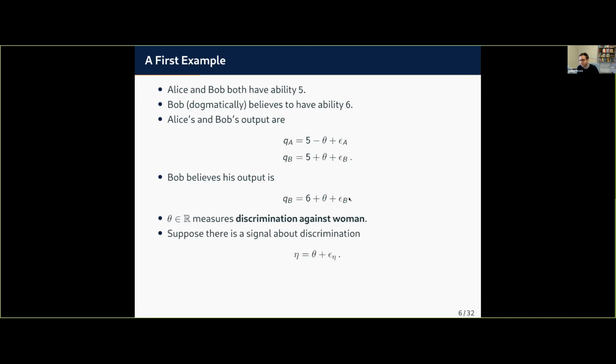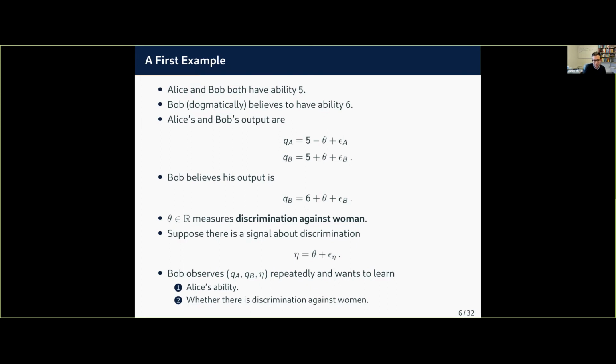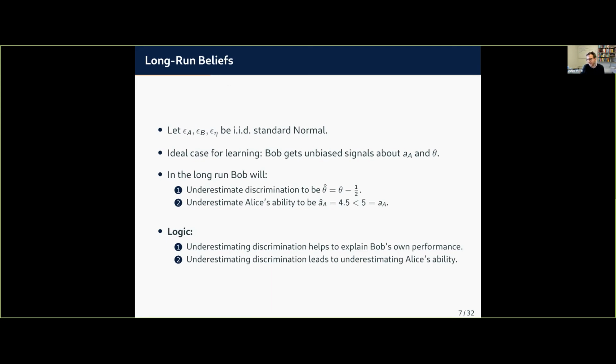And now suppose that there's a signal about how much discrimination there is in society, which is unbiased. So it's just theta plus some IID noise. And Bob observes Alice's output, how successful Alice is in society, how successful he himself is in society, as well as these unbiased signals about the extent to which there's discrimination in society. What Bob wants to learn is what is Alice's ability, and whether there's discrimination against women in society. And Bob tries to really give his best to learn here. So what we are going to assume is that the noise is IID standard normal, uncorrelated. And this is in some sense an ideal case for learning, in the sense that Bob gets unbiased signals both about Alice's ability as well as about the extent to which there's discrimination in society. So Bob observes completely unbiased signals about both discrimination and ability of Alice, which are the two things he cares about.